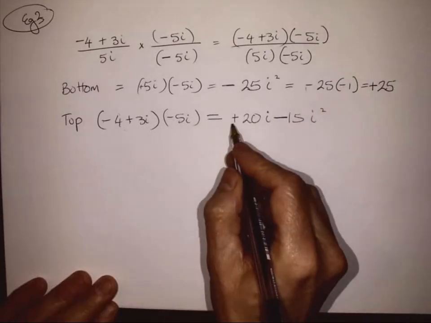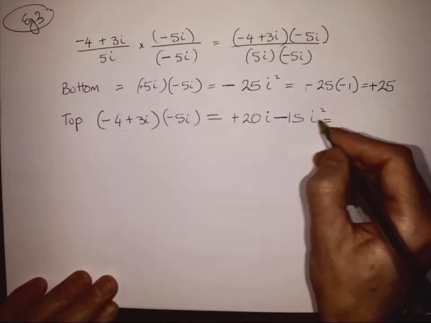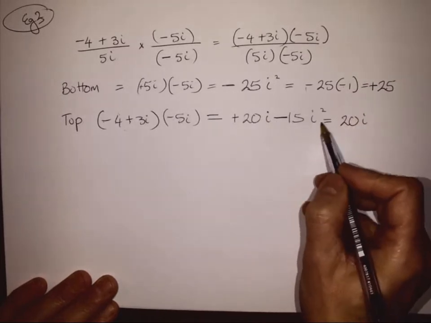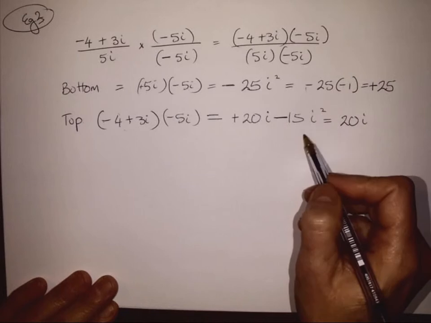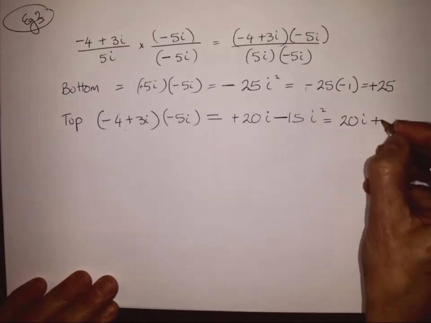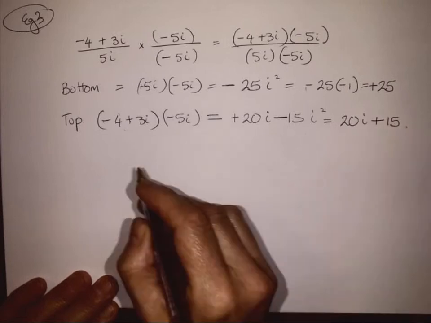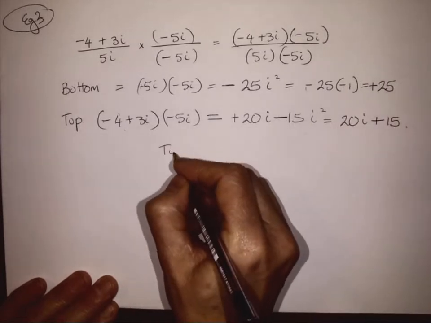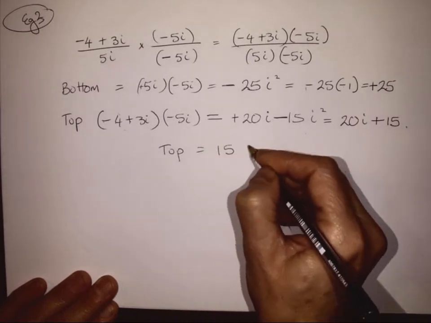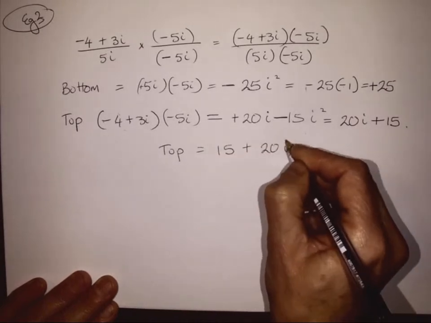Now we can tidy this up a bit. The 20i will stay there, and then the i squared is minus 1, so I drop the i squared, which means I change the sign in front of the 15, and that will become plus 15. But I don't write the top like that. I write it with the real part first, so it's going to be 15 plus 20i.